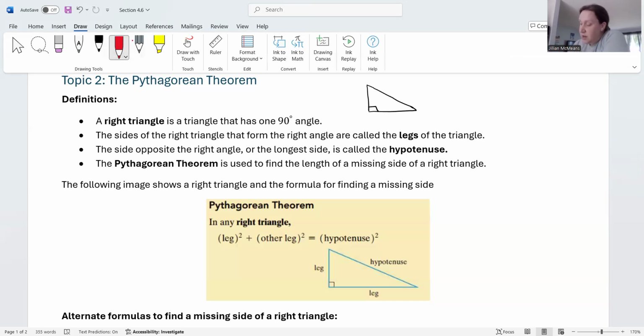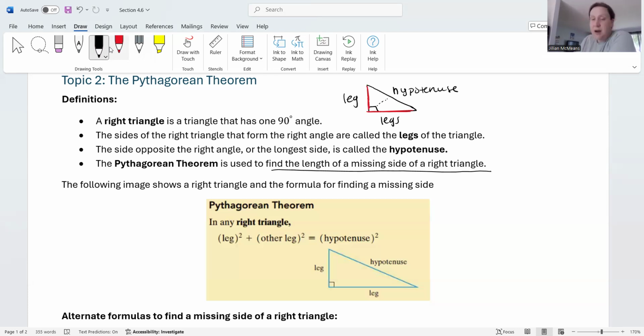Now, the sides of the right triangle that form the right angle are called the legs. These two sides right here and here form that right angle, so we call those the legs of the triangle. The side opposite the right angle is always the longest side of the right triangle, and it is called the hypotenuse. We use the Pythagorean theorem to find the length of a missing side of a right triangle. As long as you have two of the sides, we can use the Pythagorean theorem to find the third.